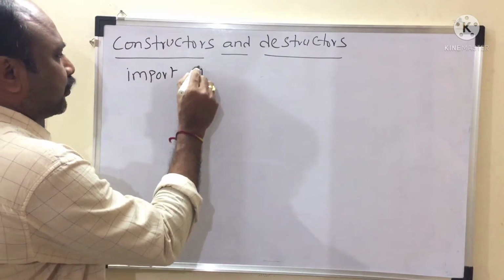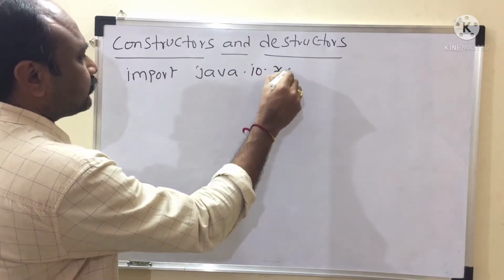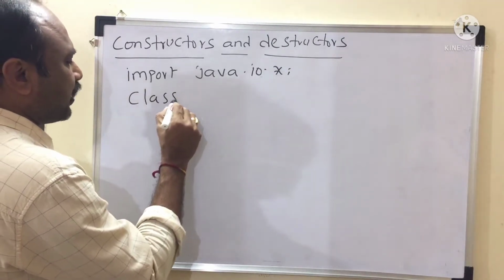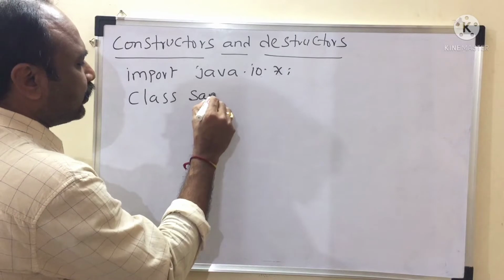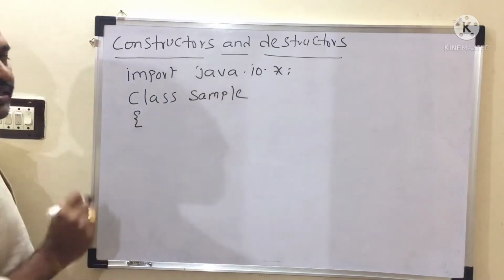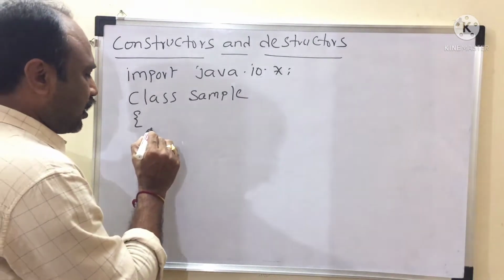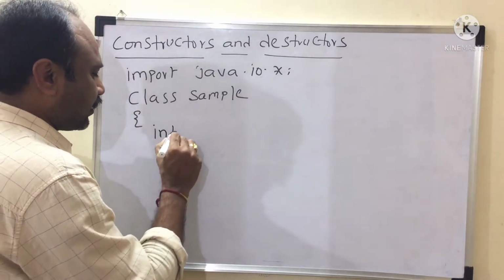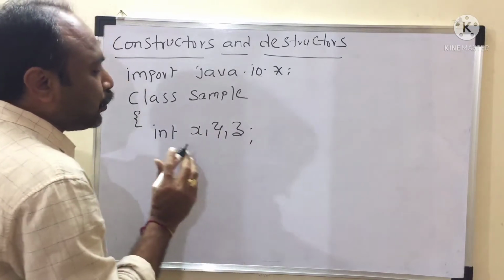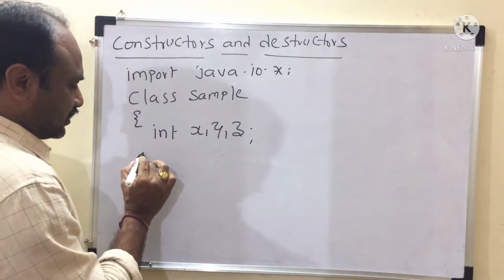For example, I am writing a program like this: import java.io.*. We should use a class. For example, I am writing a sample program. So take class Sample. Already explained, a class contains variables and methods. For example, I am taking variables x, y, z. To access these variables, we have to use methods.